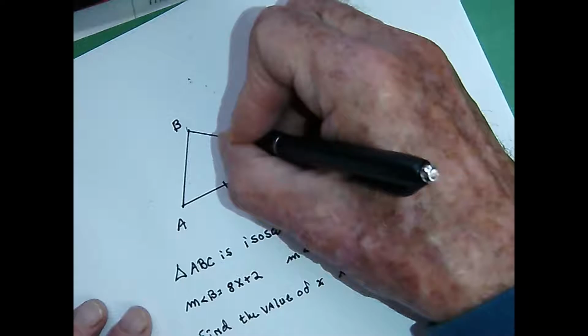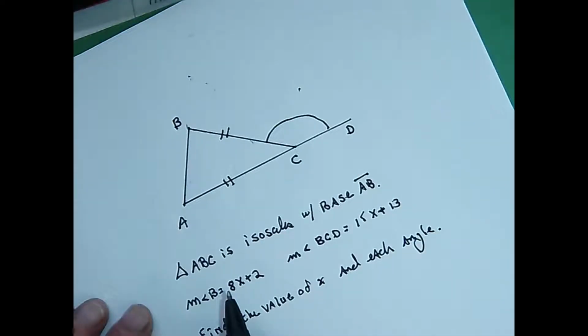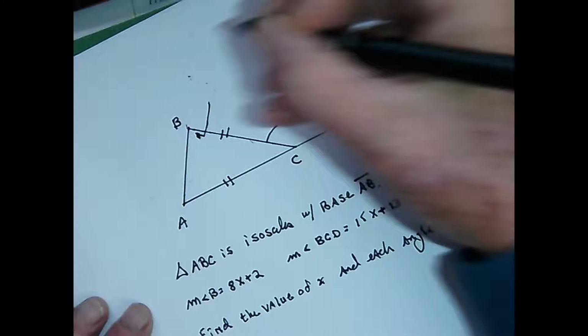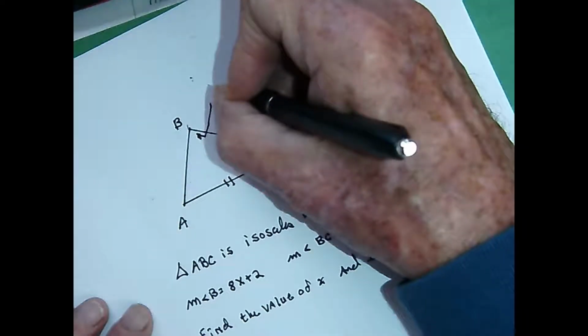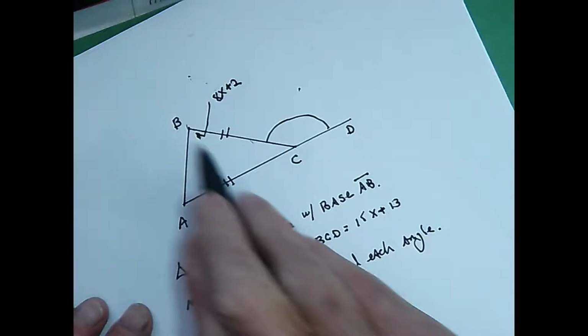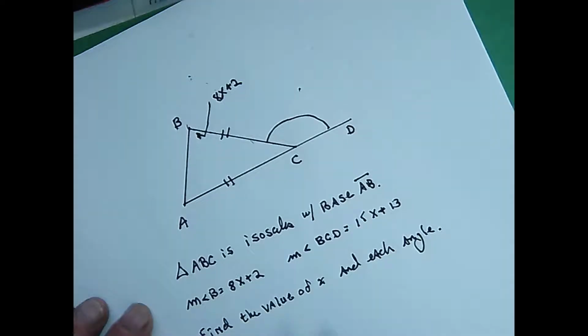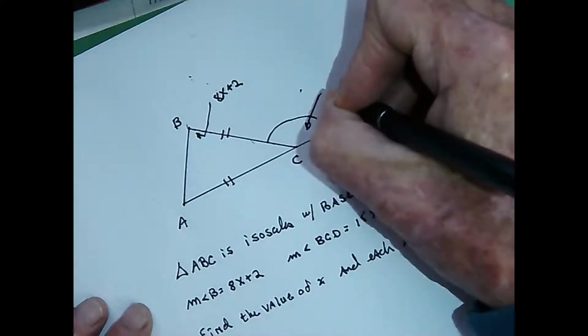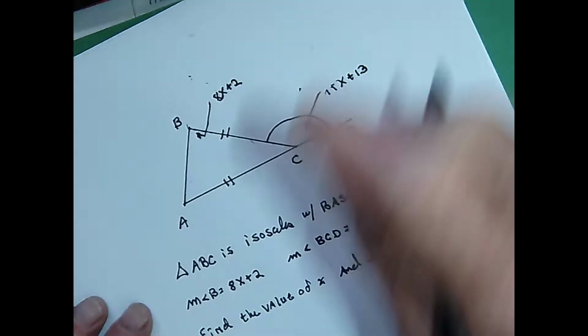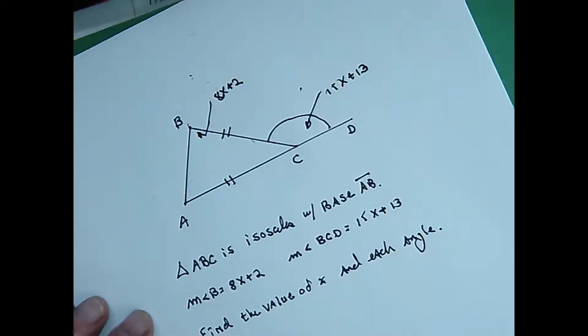I'm going to pay attention to that. It also tells me the measure of angle B, 8x plus 2. It tells me about the measure of angle BCD, which is an exterior angle on this triangle, 15x plus 13. You had a question like this on your homework. It's a pretty good one.